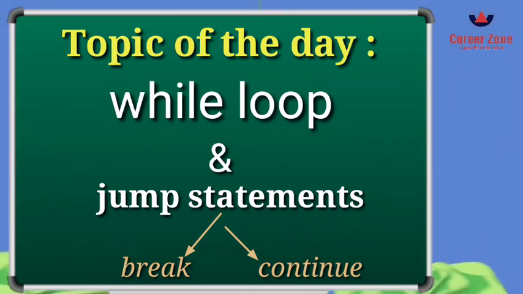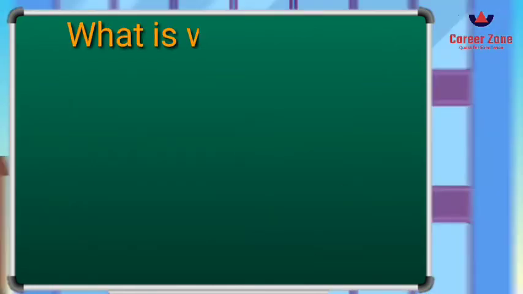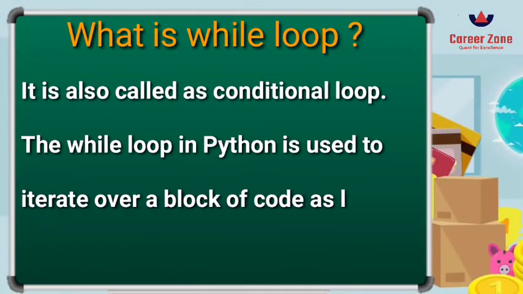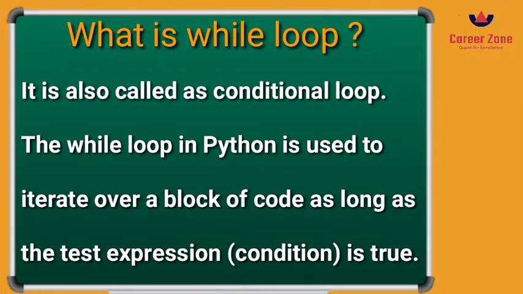As we have already learned about the for loop statement, what does a while loop do? A while loop is basically also called a conditional loop because it repeats until a certain thing happens. It means it repeats as long as some condition is true, and that is why it is called a conditional loop. What is the syntax of the while loop?